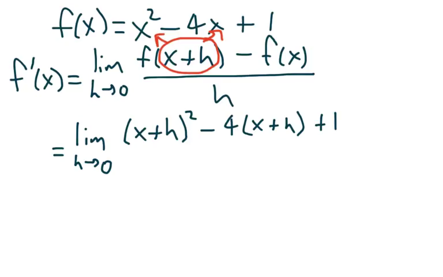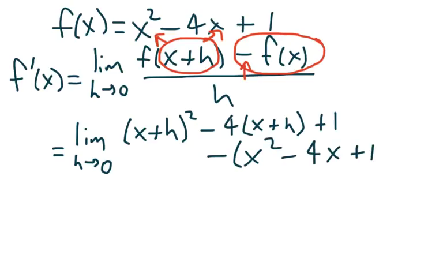Next, we need to apply the minus to f of x. Now, that minus sign applies to the entire function, which means our entire function needs to go in parentheses. Minus, parentheses, x squared minus 4x plus 1. And this is all divided by h.